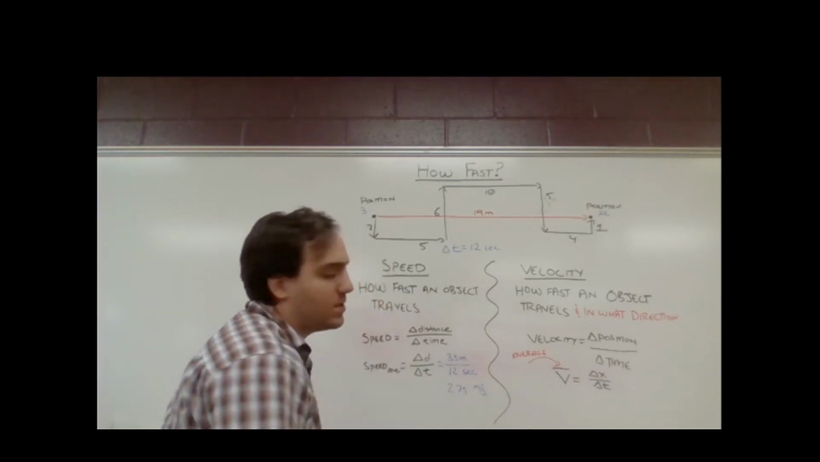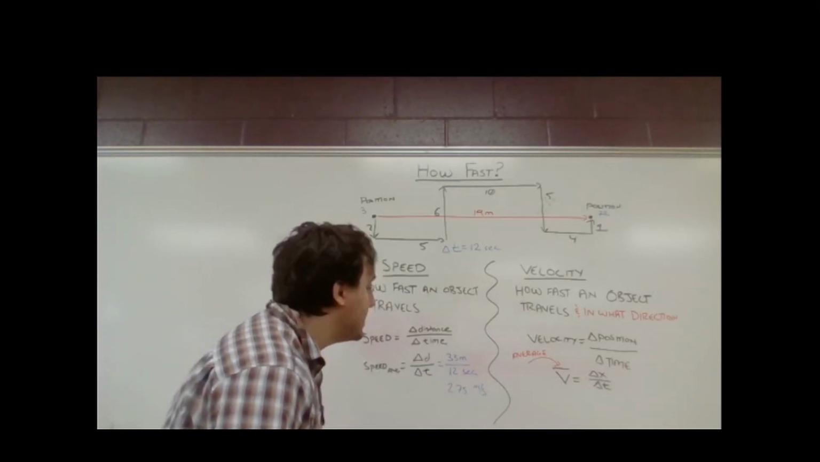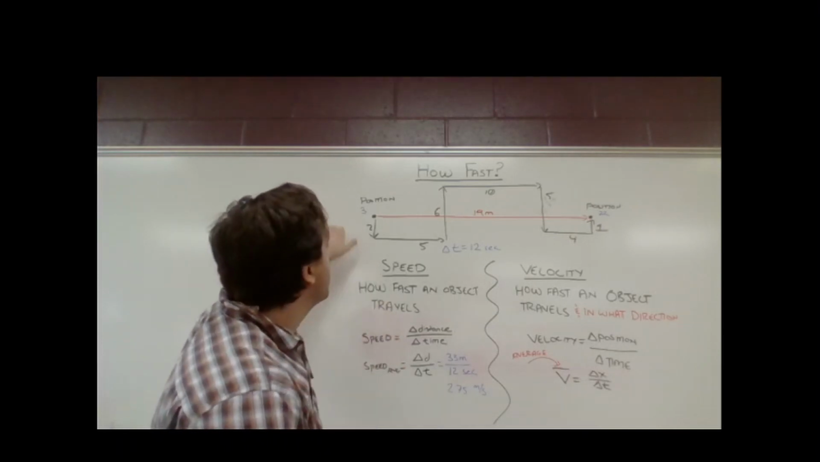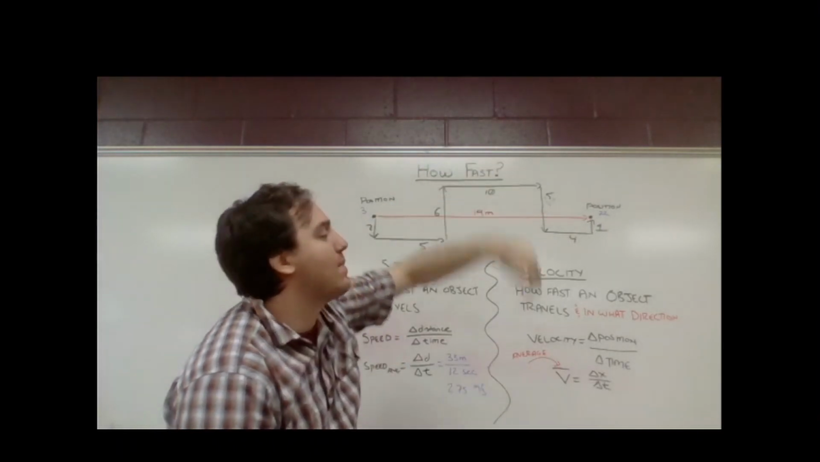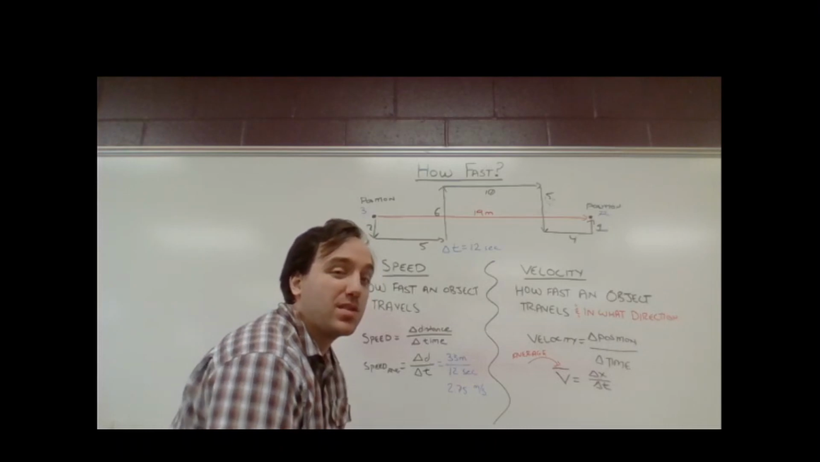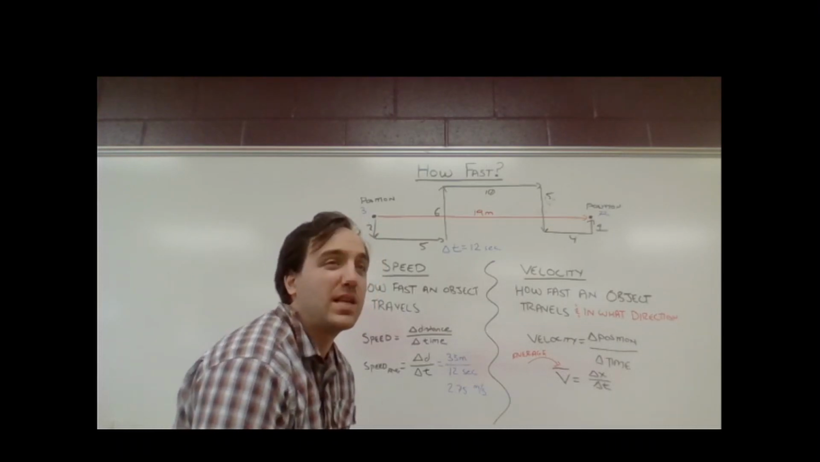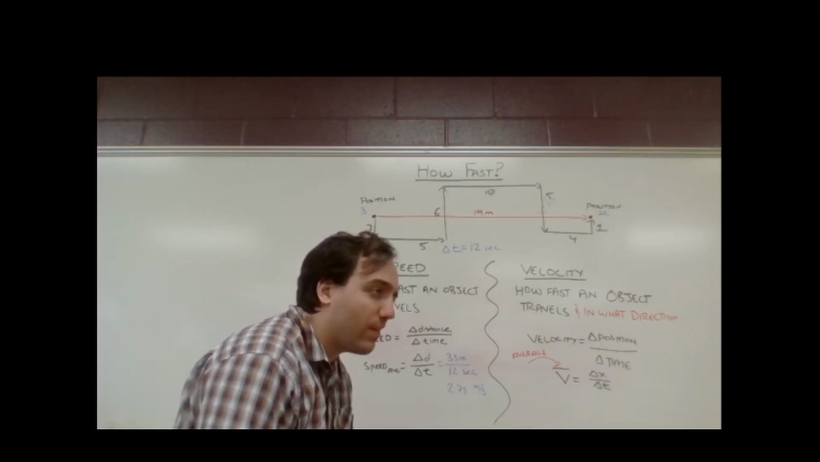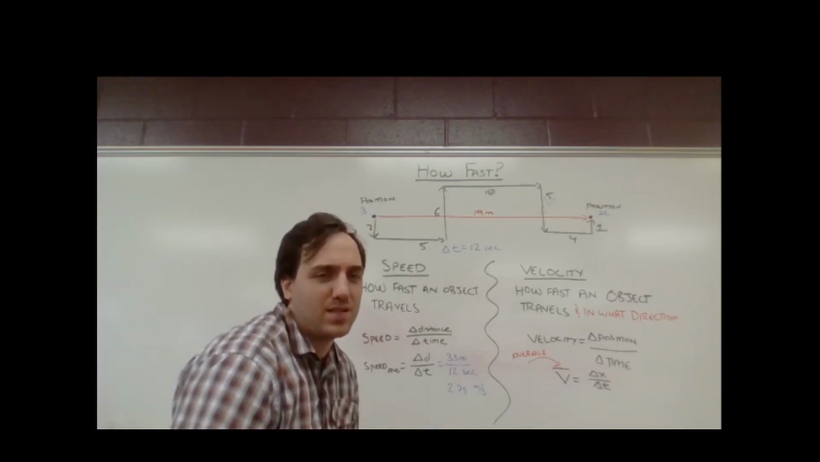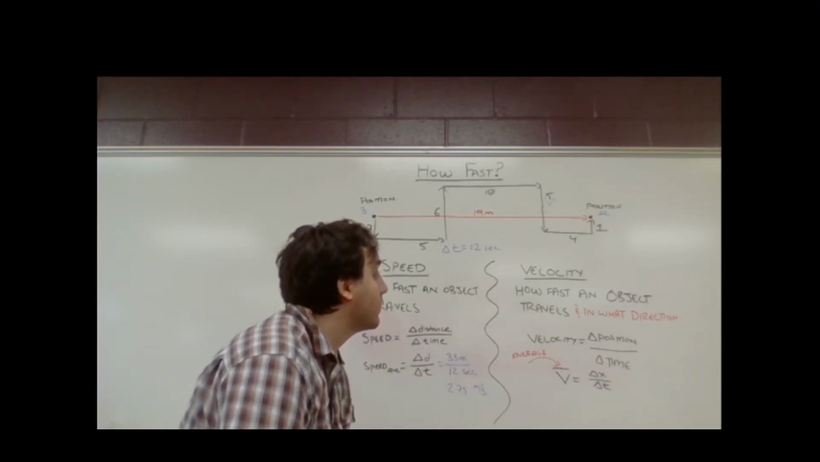And because this is a speed, it doesn't matter what direction you're going. This is an average. So on average, following this path, they're traveling 2.75 meters per second, which is about 3 steps per second for the average person. If you're taller, less steps. If you're shorter, more steps.